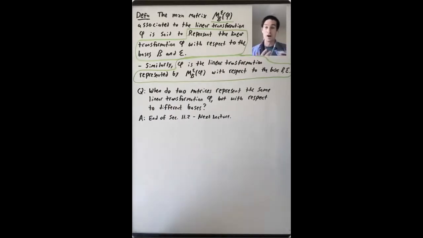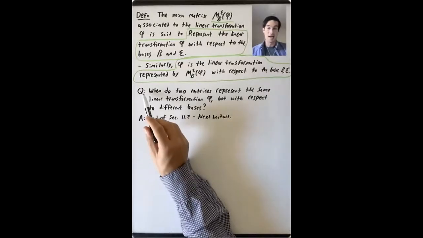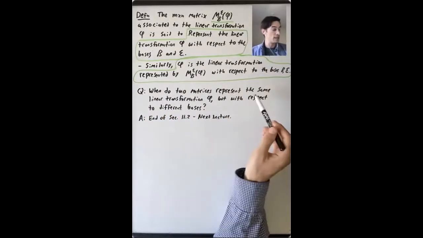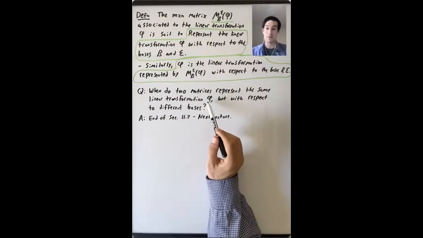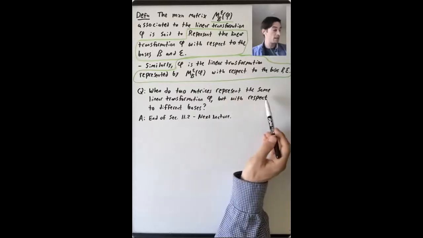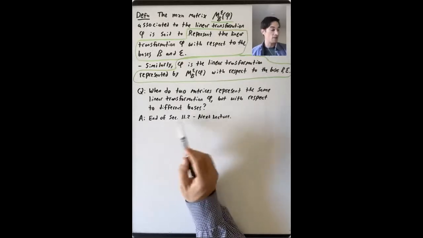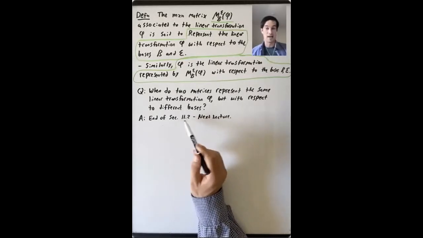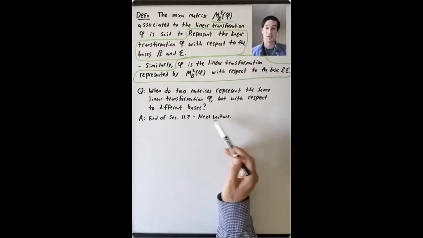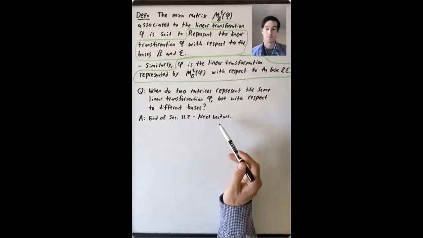So one big question to keep in mind is you can fix a linear transformation and vary over all of the different choices of bases and ask, what different sets of matrices do you get? So one way to ask that question is, when do two matrices represent the same linear transformation phi, but with respect to different bases? And this is something that is the subject of part of the end of section 11.2, not the very end, but right before that. And this is where we'll start the next lecture.